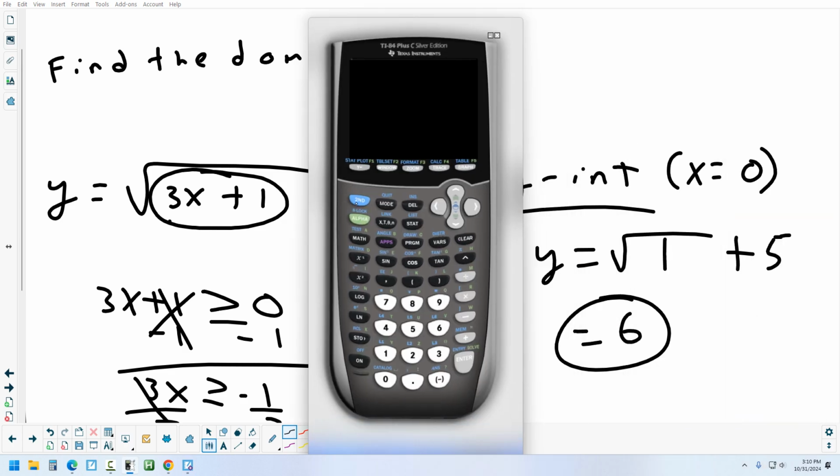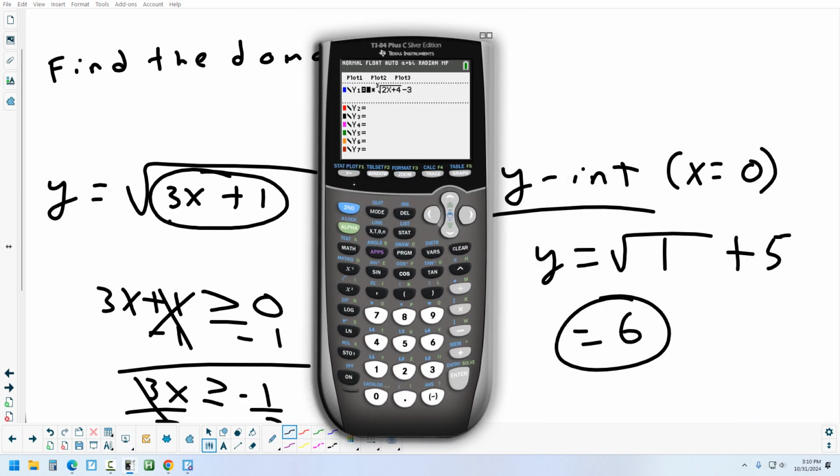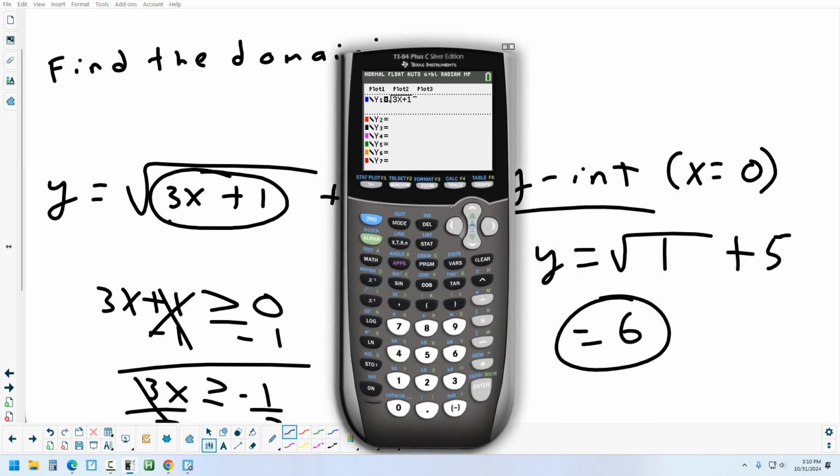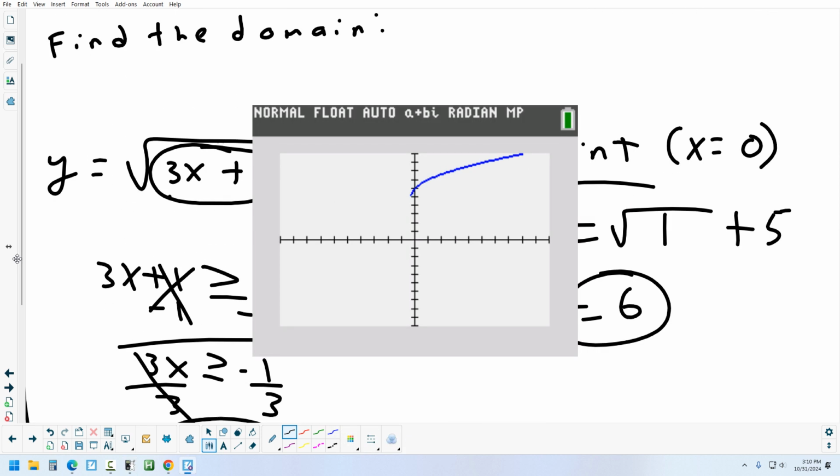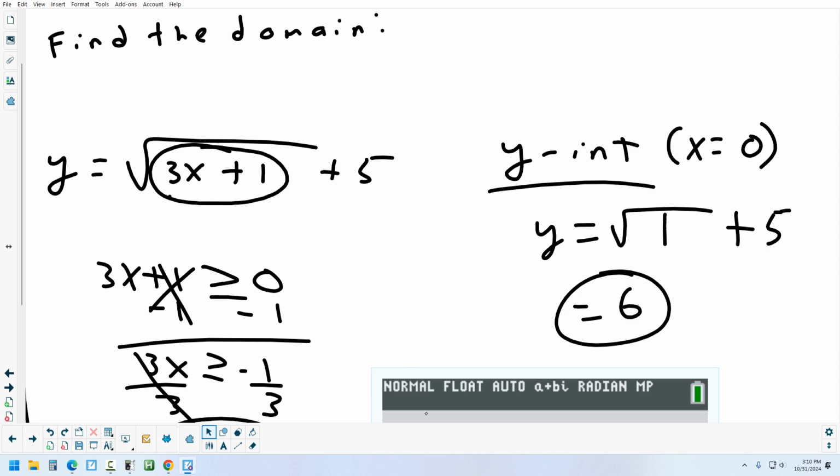If we want, we can double check it by graphing it and making sure it crosses the y-axis at 6. So square root of 3x plus 1 plus 5. Let's see if it crosses. I don't know if you can tell, but it does cross up at 6. And I can see my domain is from negative 1/3 to infinity. Okay, so any question on finding the y-intercept there?